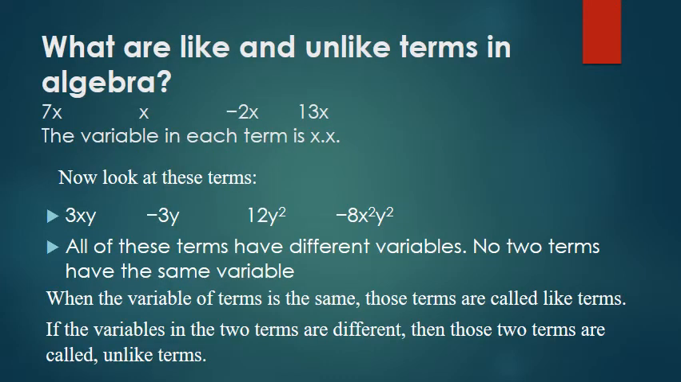Let us understand like and unlike terms in algebra. Consider the terms 7x, x, minus 2x, 13x. In all of these, the variable in each term is x. Now look at the terms 3xy, minus 3y, 12y square, minus 8x square y. All of these terms have different variables. No two terms have the same variables. So we can say when the variables of terms are the same, those terms are called like terms. If the variables in two terms are different, then those terms are unlike.